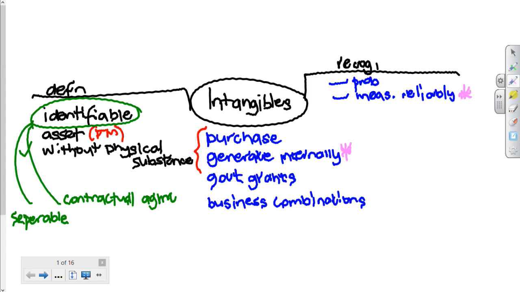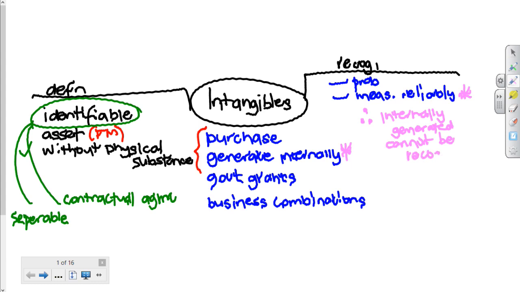And in fact, if you look on the right-hand side of your note, you'll see that it says there, internally generated brands, mastheads, titles, lists, etc. should not be recognized as assets. So actually, therefore, internally generated cannot be recognized.